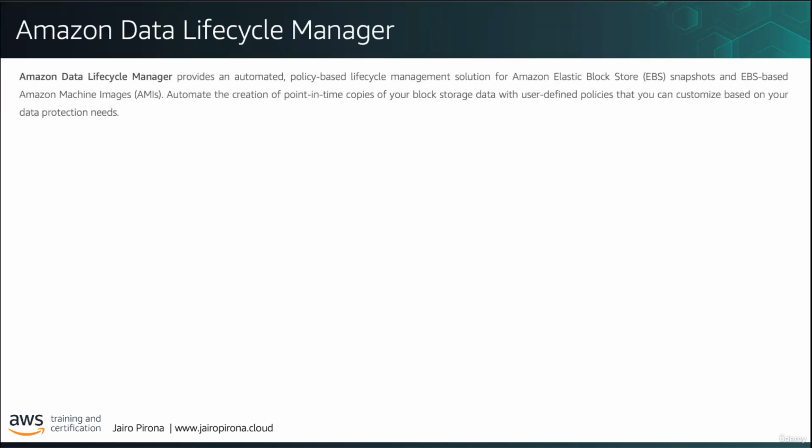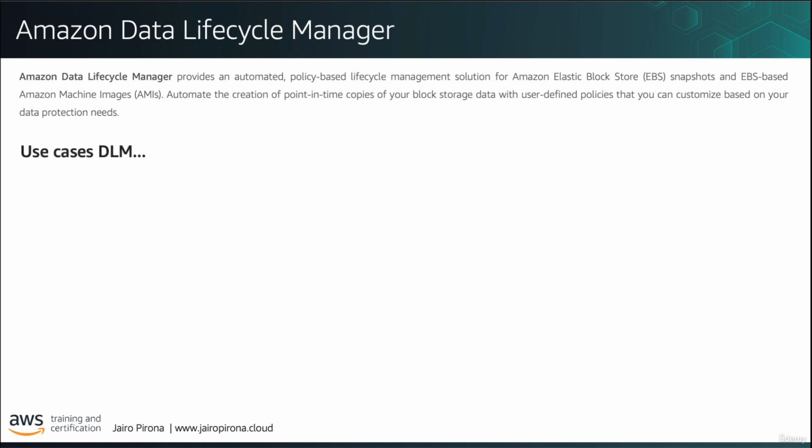So, you can then use Amazon Data Lifecycle Manager or DLM to automate the creation, retention, and deletion of EBS snapshots and EBS-backed AMIs, all at no additional cost. Data Lifecycle Manager is an EBS centralized data protection service. It is a way to automate backups of data stored on Amazon EBS volumes.